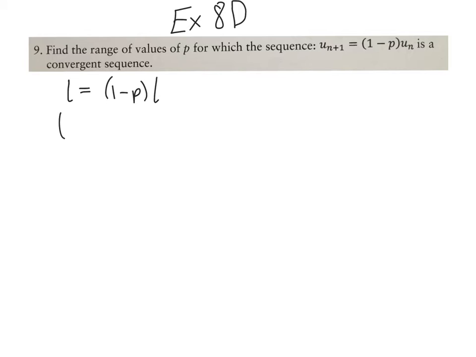If you expand that out, however, you get into a bit of problems, because you get L equals L minus pL, and that gives you that pL equals 0. So p could be any number, L could be any number. We don't really know anything. That technique is basically useless.